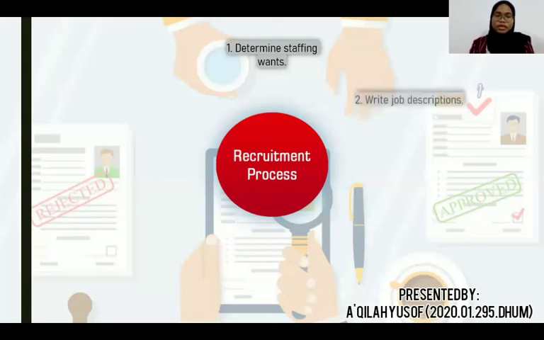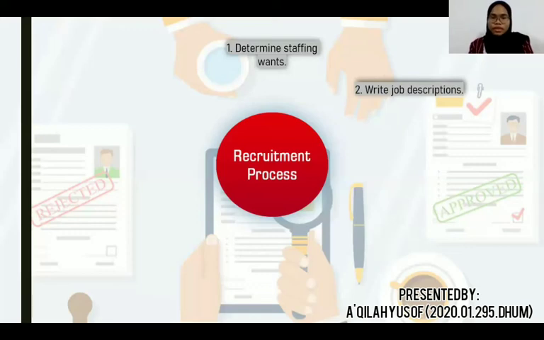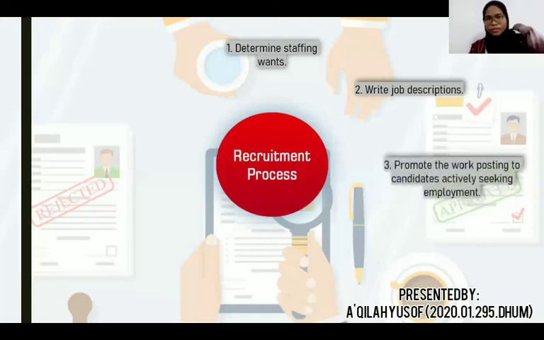Second, write a job description that contains a concise job outline, the responsibilities of the position, and the qualifications and skills needed. Successful recruiters craft compelling job descriptions to attract qualified candidates. The third, promote the job posting to candidates actively seeking employment.